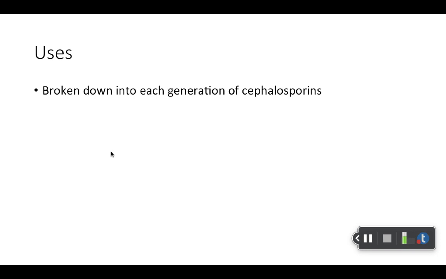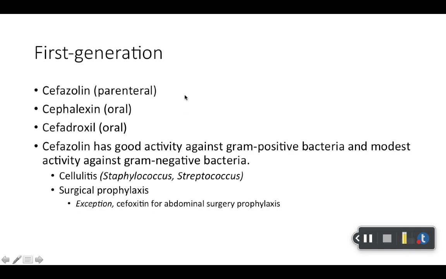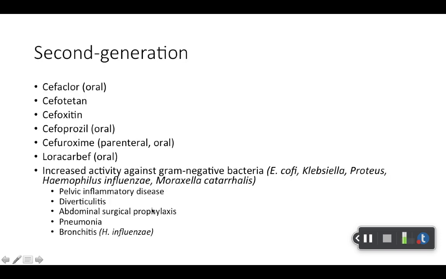Uses, I go ahead and break them down here based on their generation, just to make generalizations of them. So again, important that you know which ones are first generation, second generation, etc. to definitely memorize those categories. First generation, we have a list here. Read through that. And parenteral, by the way, that just means IV, so it's versus oral. So in general here, good activity against gram-positive bacteria, and then modest against gram-negative. So that's something to think about when you're prescribing.